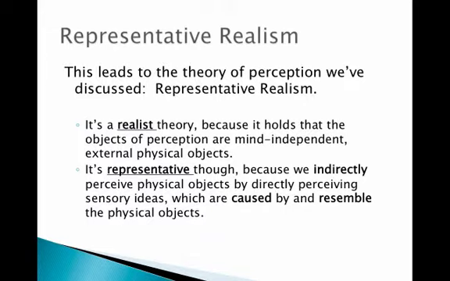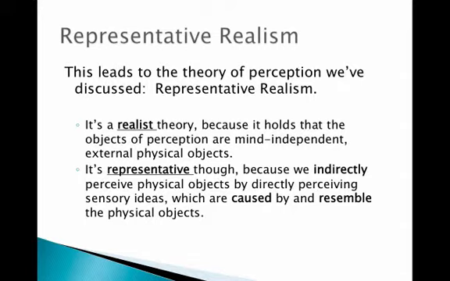All right, well, this leads then to the theory of perception that we've been discussing, representative realism, and it's got two components. It shares something in common with direct realism. That's the realist component. It holds that there are mind-independent external physical objects, and those are objects of our perception. And remember, something's mind-independent when it exists and has the properties it has, it is the way it is, independently of any perceiver.